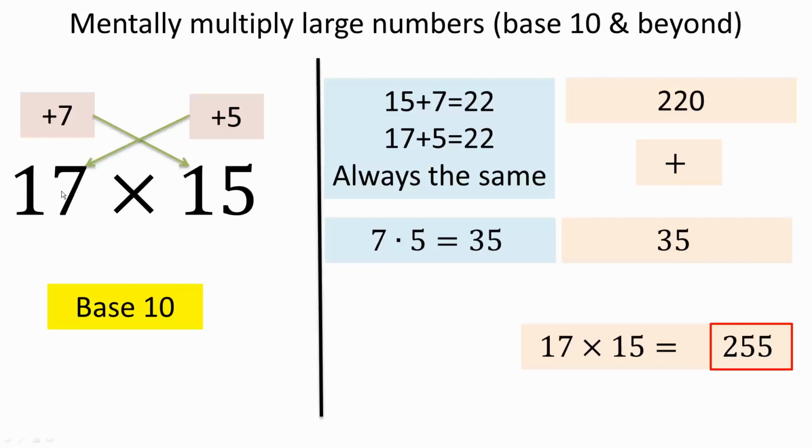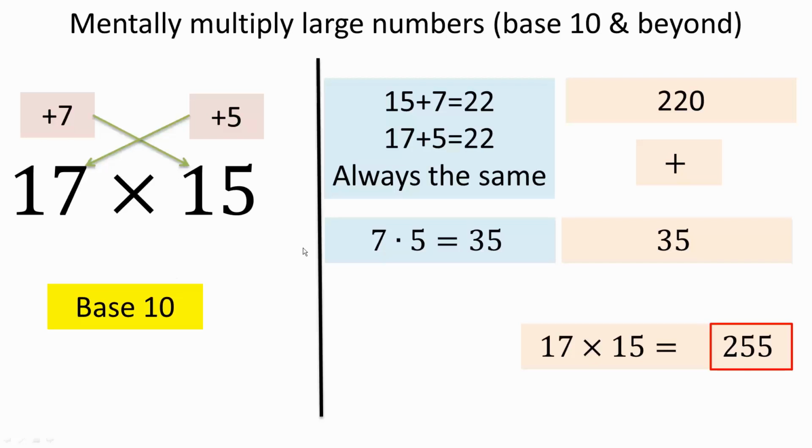So with the base 10 method, we check how much bigger or less is 17 than 10. It's going to be plus 7, 7 more. Next, 15. How much bigger or less is 15 than 10? It's going to be 5 more, so plus 5. Next, we say plus 7 plus 15 is 22. Plus 5 plus 17 is also 22. This is always going to be the case, where this diagonal and this diagonal will be the same.